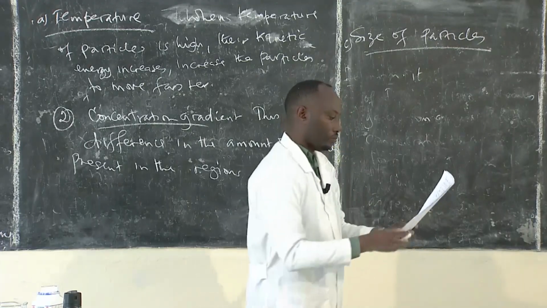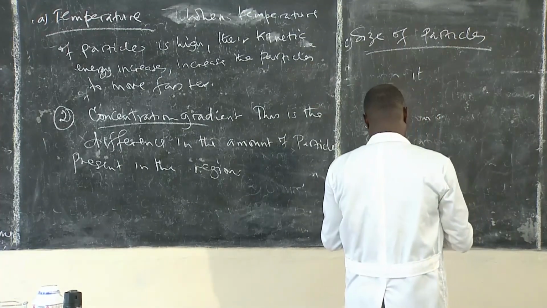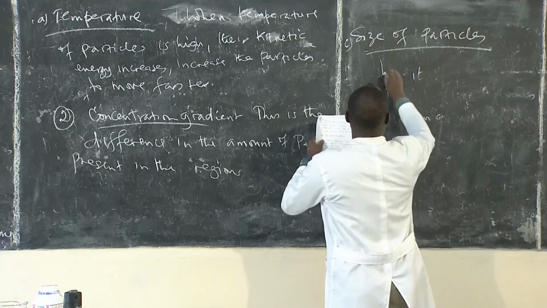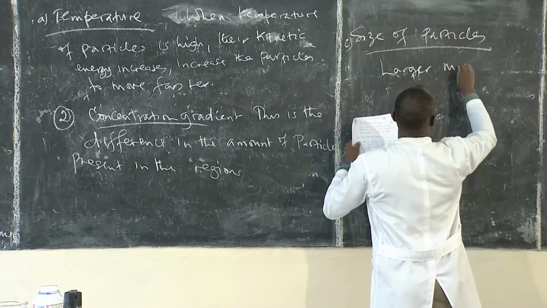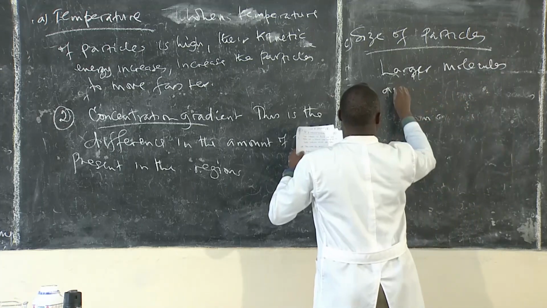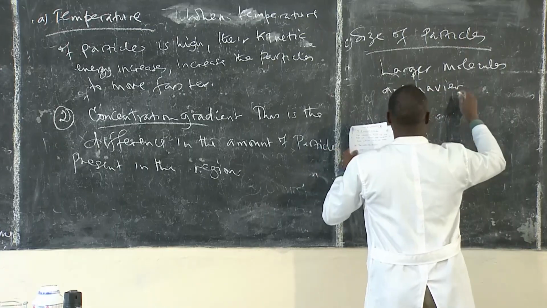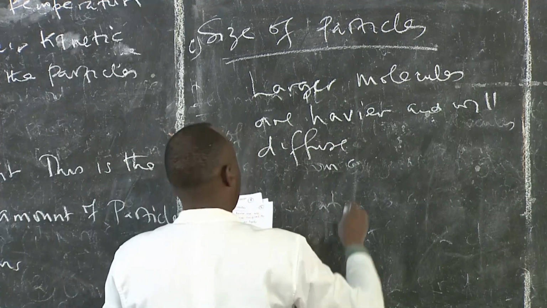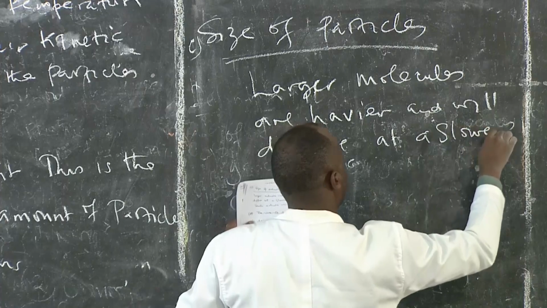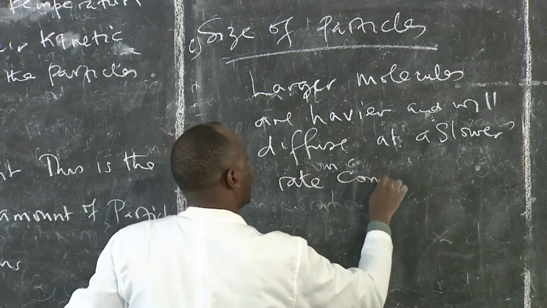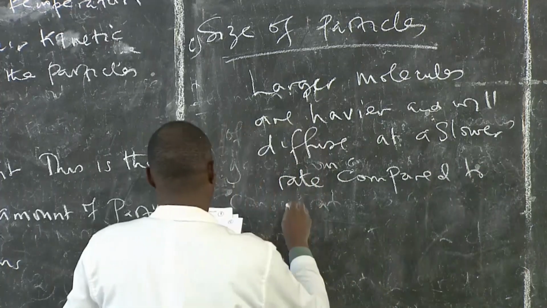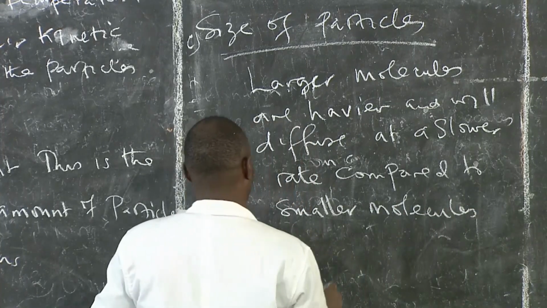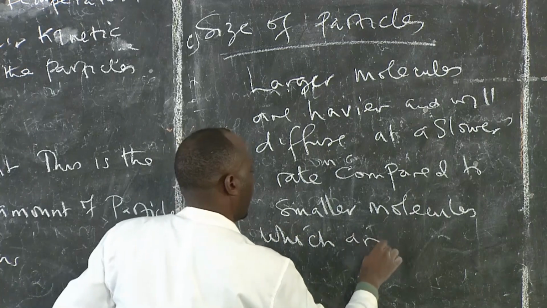You can say, larger molecules are heavy, and will diffuse at a slower rate compared to smaller molecules, which are lighter.